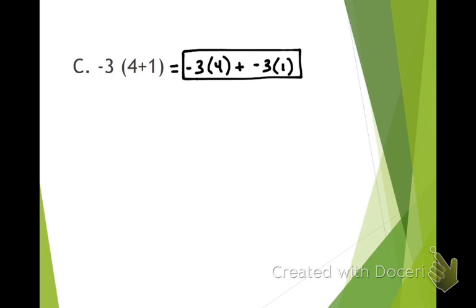Now help me out. How do I check this? Put negative 3 times 5. Good job. And then we put an equal sign, then negative 12, because every time you multiply by a negative number, if there's only one, you keep the negative. Plus negative 3. Excellent job.